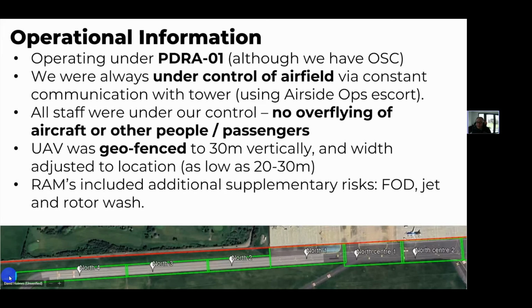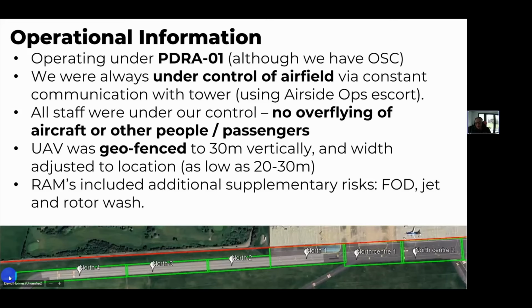For the RAMs, we normally use Drone Desk, which we did for this. But we also produced some additional supplementary RAMs for this particular job, because we had to think about additional risks that were specific to this environment, particularly FOD, foreign object debris, and jet and rotor wash and things like that. Our normal workflow, for instance, might have been to put ground control points on the ground, and clearly in an operational airport we can't do that. So all of our markings were sprayed with temporary spray rather than putting any objects onto the apron itself.